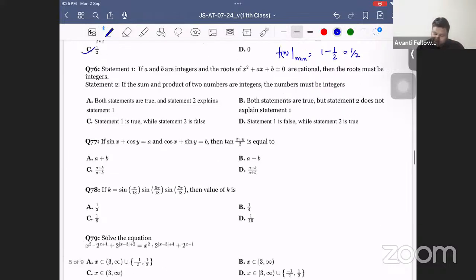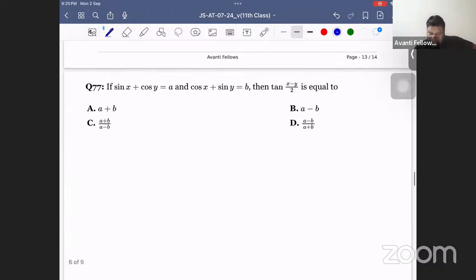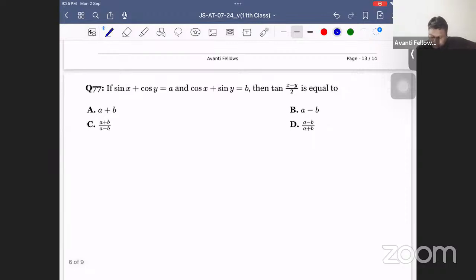Now, question number 77. See, this is also a good question. sin x plus cos y is A, cos x plus sin y is B. See, as of now, we don't directly have any formula for sin x plus cos y. But yes, if I can convert it, then we have a formula. All right, so let's do that. Or there's another way around. If I try, see, square and add. No, that won't work.